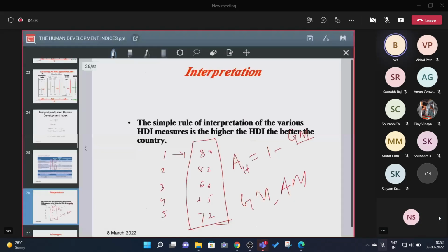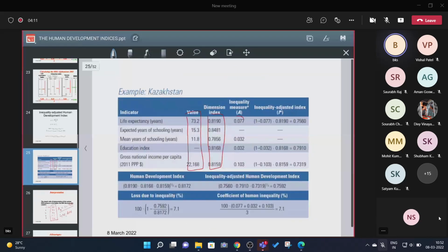So then you get this geometric mean and arithmetic mean, and you calculate the inequality dimension. That is what it is, 0.077 for life expectancy, and you have mean years of schooling, that is the inequality for this, and that is what is used for the education index. Here you observe that for the expected years of schooling, we do not have inequality. What is used in the case of the education index is mean years of schooling.